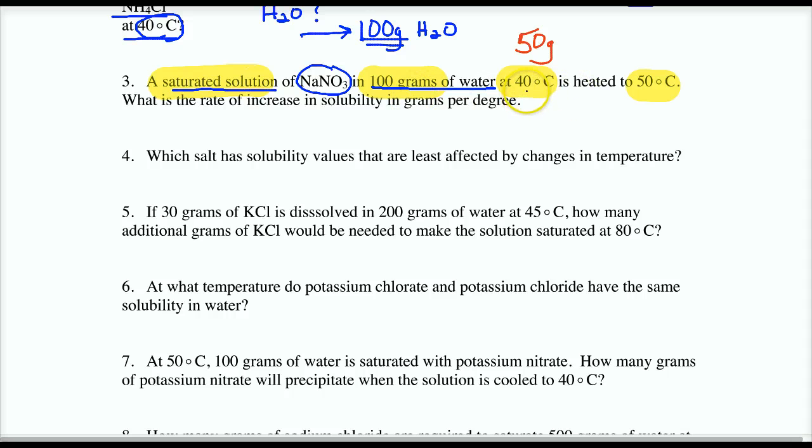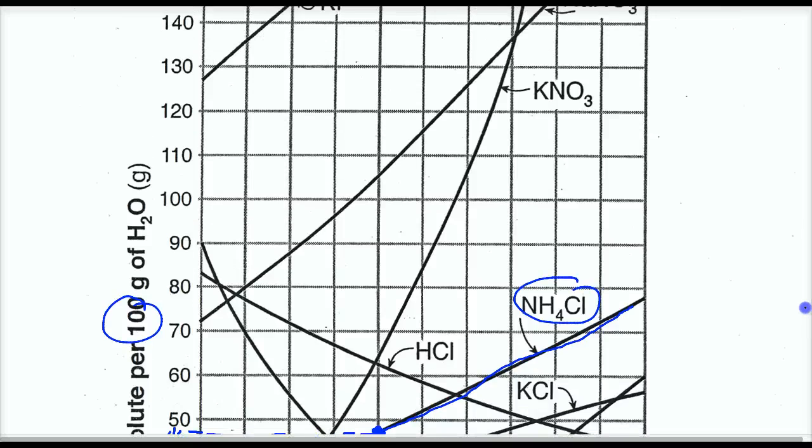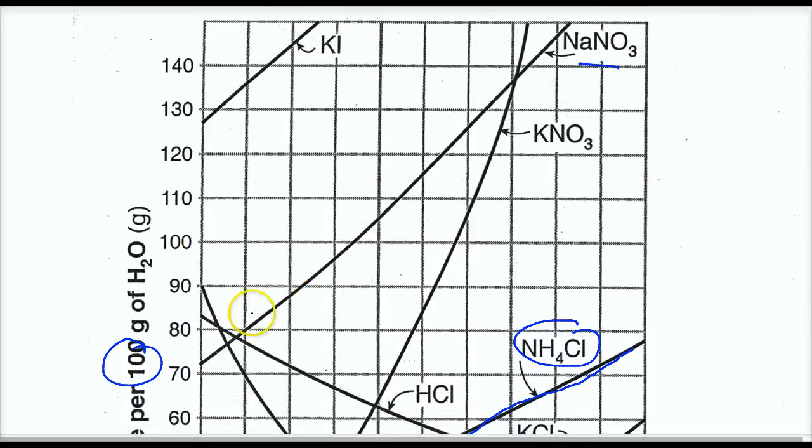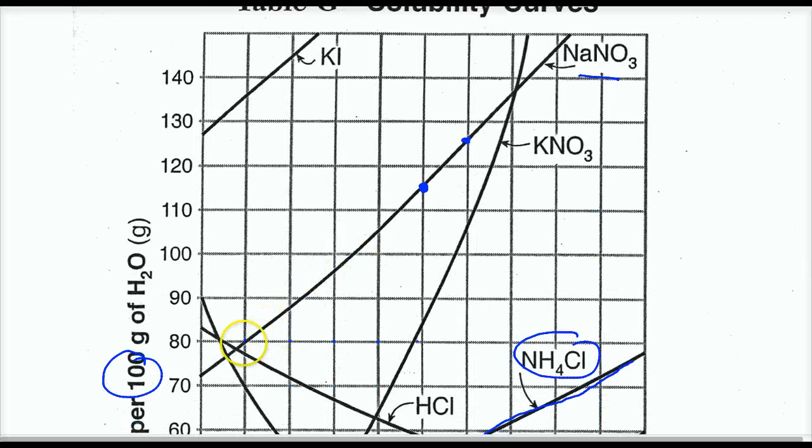It's heating from 40 to 50. They want to know the rate of increase in solubility in grams per degree. Grams per degree. Per means divide by. So let's go find it. From 40 to 50, sodium nitrate. There's my chemical. This is 10, 20, 30, 40, 50, and this is 60. Was it 40 to 60? I know my short term's going. 40 to 50. So that'd be 10, 20, 30, 40. Here we go, 40 to 50.